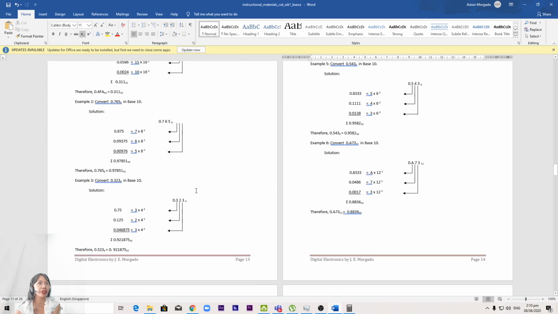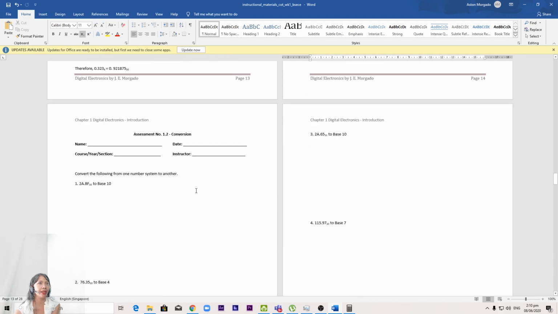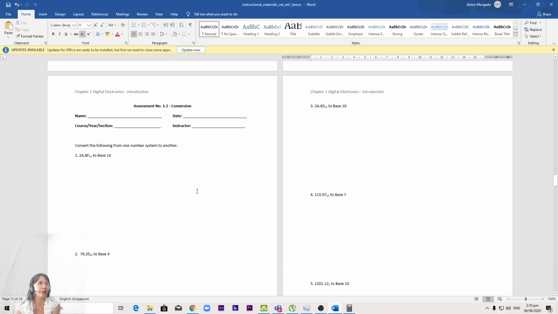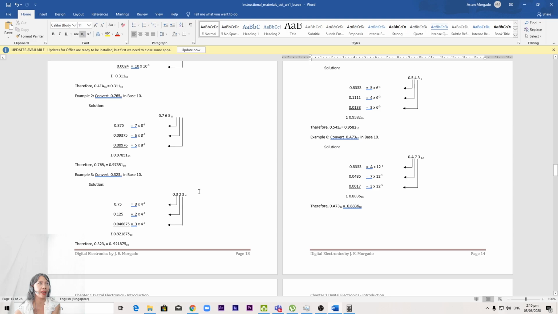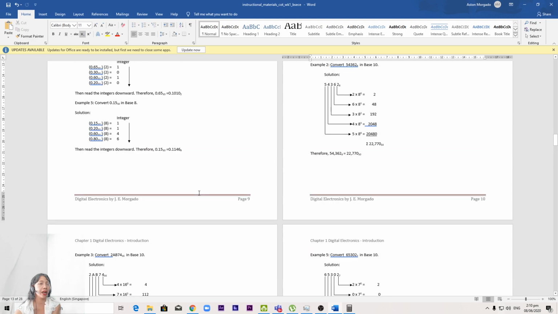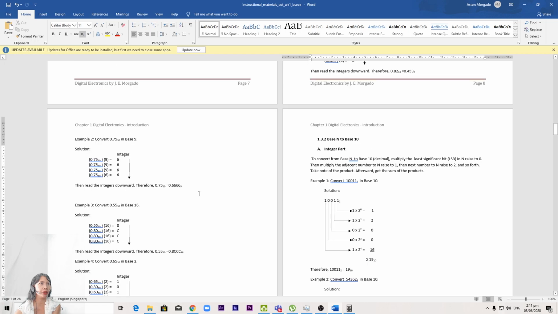We still have the fractional part though. And then you're going to have your assignment. This will be our next assignment 1.2. You have to submit it immediately to me.